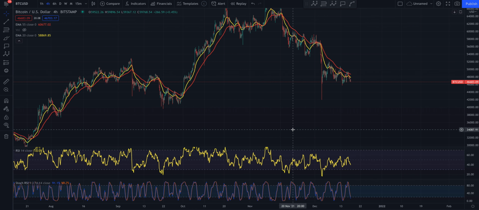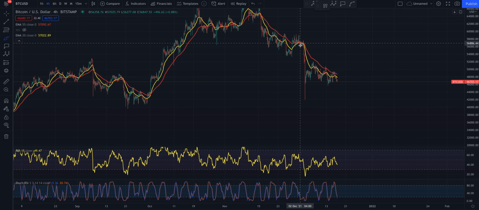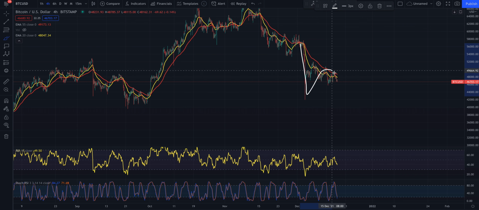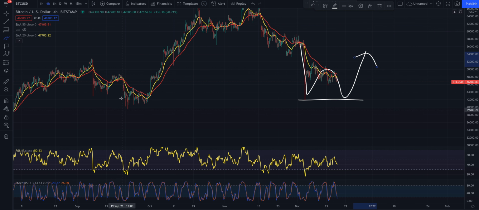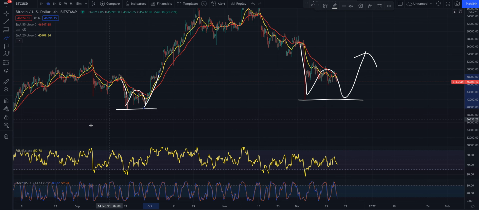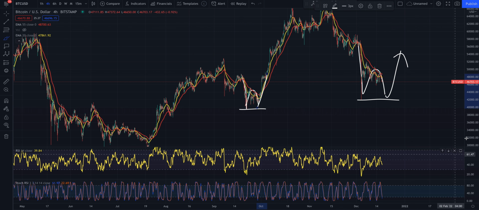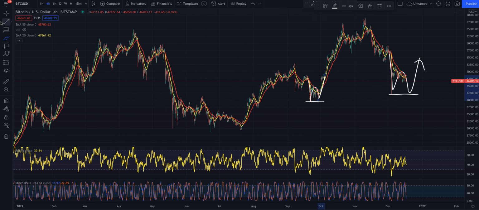One more time to go over that, just so you guys understand. Correction, rejection by EMAs, fall back to that rejection point, support, bounce. Rejection, come up to the EMAs, rejected, fall back to support, bounce. Double bottom, just like it did here as well. I mean, look at this as well. Look, you're ranging here. As I said, you're ranging, just like you did here. You were ranging for months.